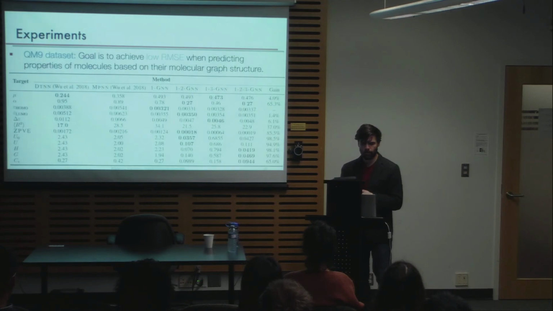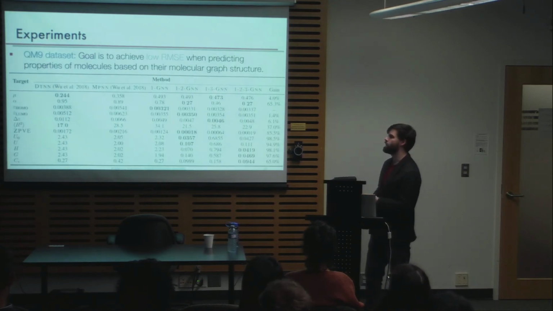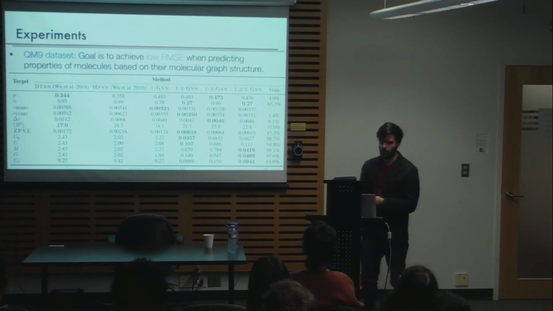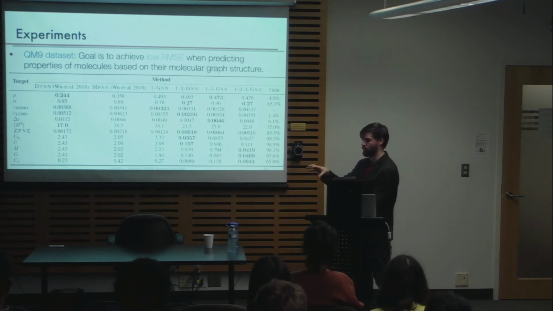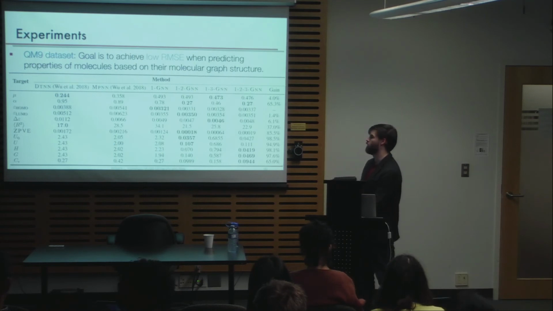So first off, I'm going to talk about mainly the first question, which is: is there any benefit of this k-GNN compared to these other graph neural nets? And here we're looking at what's called the QM9 data set, where we're given a graph structured representation of a molecule, and we're trying to predict some molecular properties. So for example, the solubility of the molecule and a number of other things.